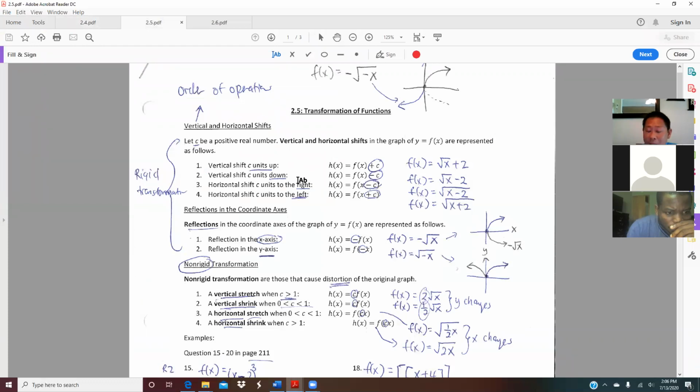Next, we will do 2.5, transformation. So this is very important, and yes, we will be doing transformation in chapter 3, chapter 4, chapter 5.